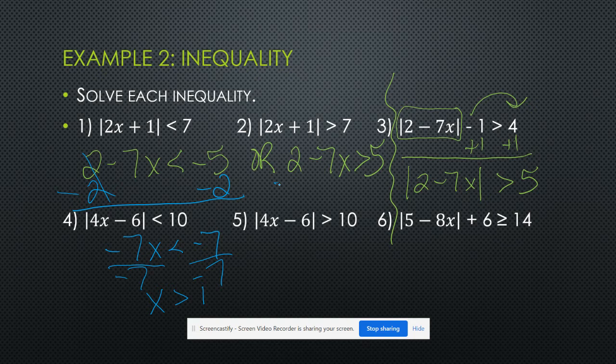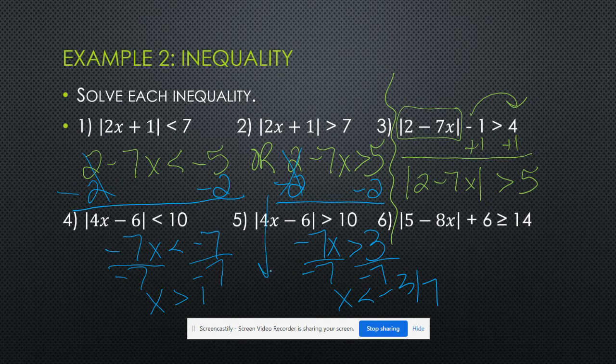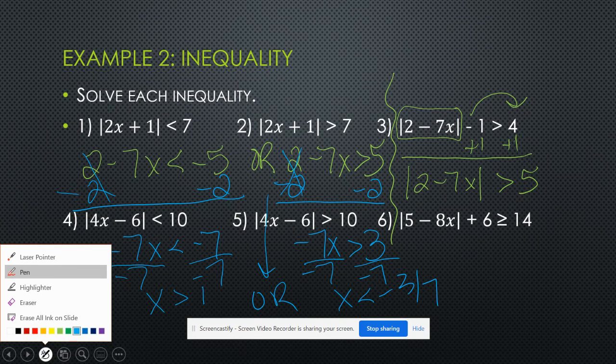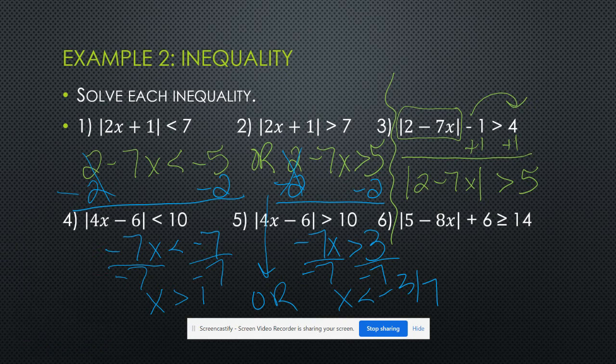After our OR, I'm going to take the same steps of subtracting 2. 5 minus 2 is 3. And then divide by -7. Again, we divided by a negative, so that inequality will have to change directions. All this means for us, when we bring down our OR, is that the x is less than will be written first in our interval notation, and the x is greater than 1 will be written second.